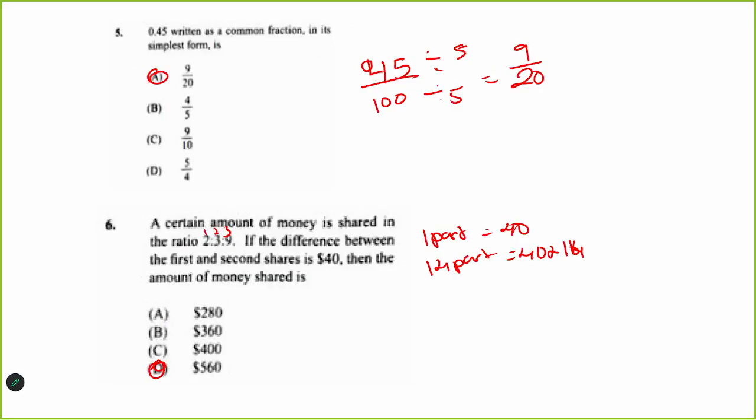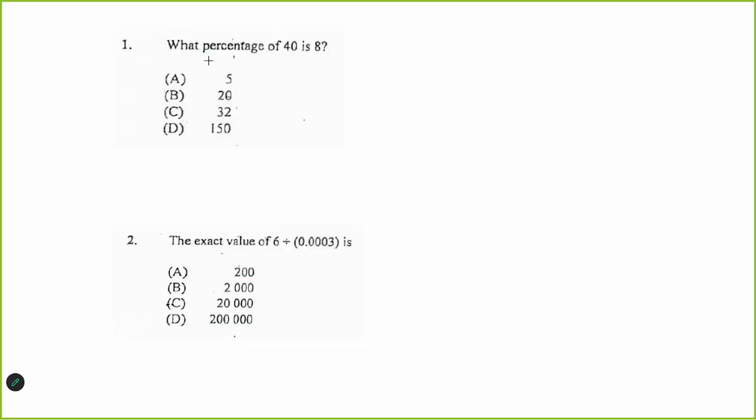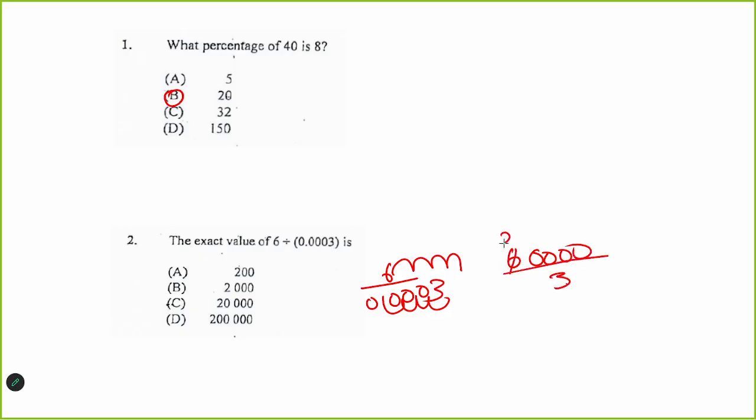May, June 2018. January 2018. We did this question already, 20. This question here, that'll be 6 over 0.0003. Count it, 1, 2, 3, 4. So 6 with 1, 2, 3, 4 divided by 3. 3 can go into this 2, 1, 2, 3, 4. So it's 20,000, so the answer is C.